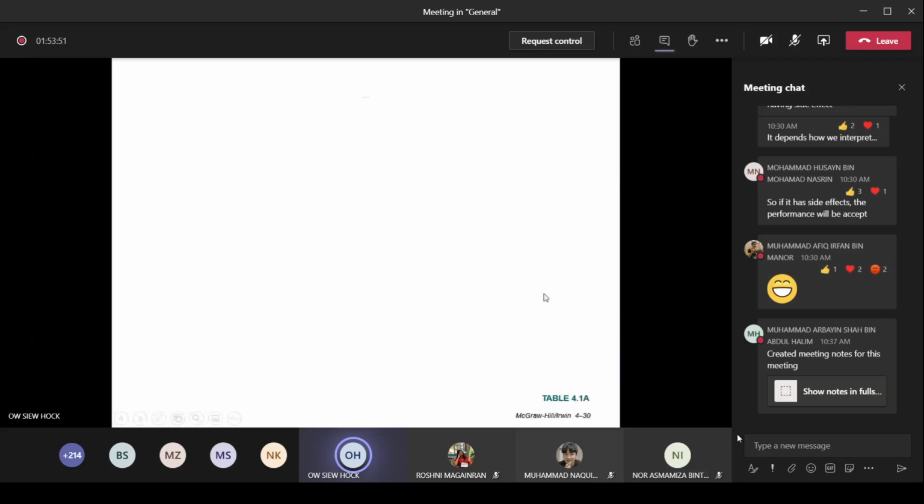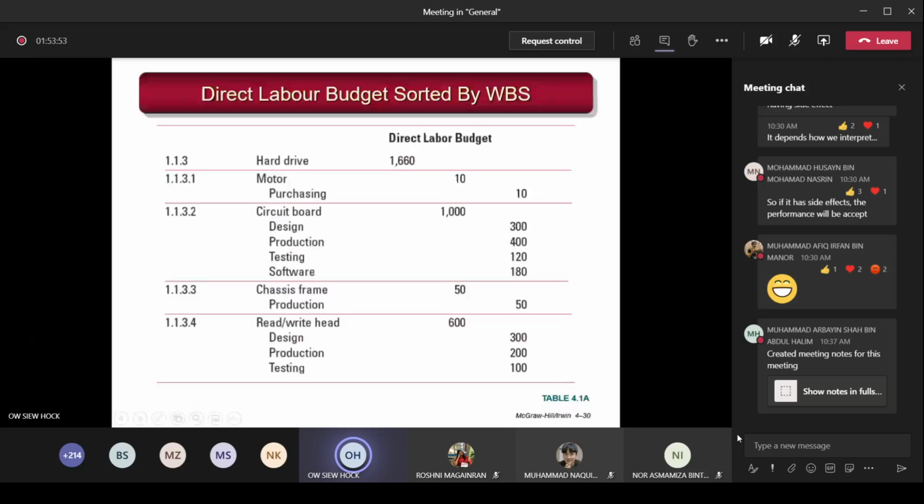Now, this is one example, called the direct labor budget sorted by WBS. Just now you had the numbering. The hard drive is numbered as 1.1.3. The lowest level under this hard drive, you have the motor, the circuit board, the chassis frame, and the read write head. These are 1.1.3.1, 1.1.3.2, 1.1.3.3, 1.1.3.4.